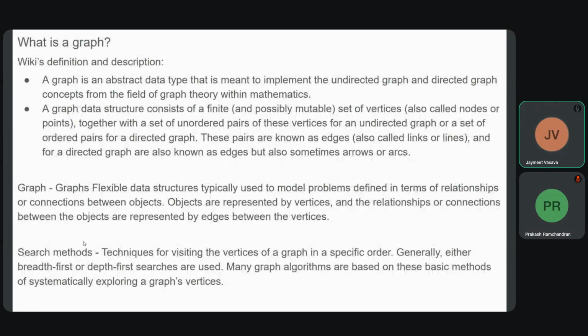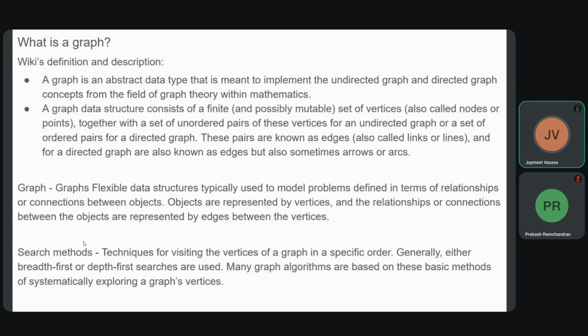So what are graphs, and how does Wikipedia's definition describe them? A graph is an abstract data type that is meant to implement the undirected and directed graph concepts from the field of graph theory within mathematics. The graph data structure consists of vertices and edges, and also the unordered pairs of these vertices for an undirected graph, or a set of ordered pairs for a directed graph. These pairs are known as edges, and for a directed graph are also sometimes called arrows or arcs. Arrows or arcs are basically used in directed graphs to show an arrow from one vertex to another.